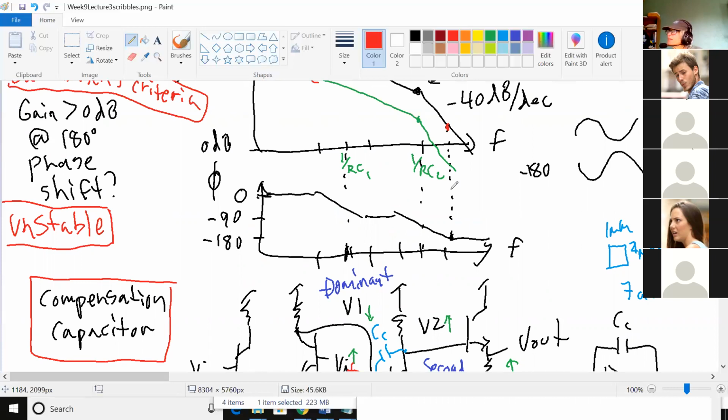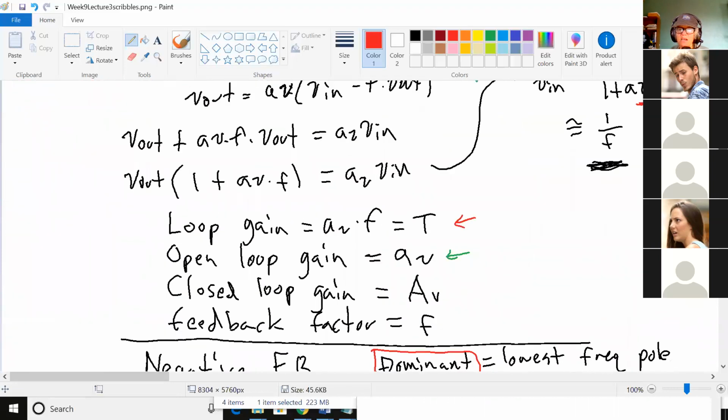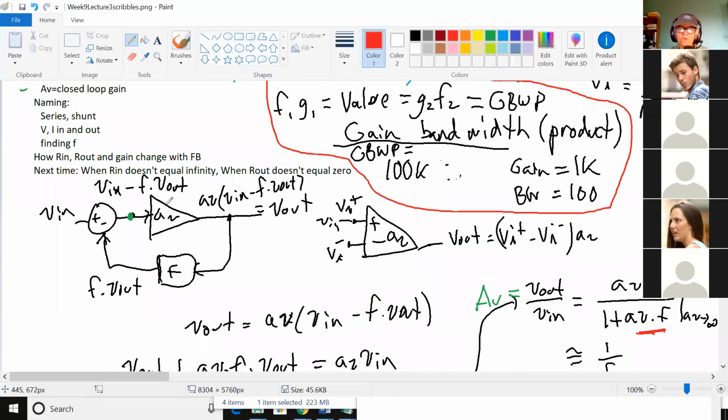Okay, that's good. Then the next time we'll just look at how the feedback, so that block with the F in it, how that actually loads your amplifier and decreases your gain. And that's all I got. Any questions?